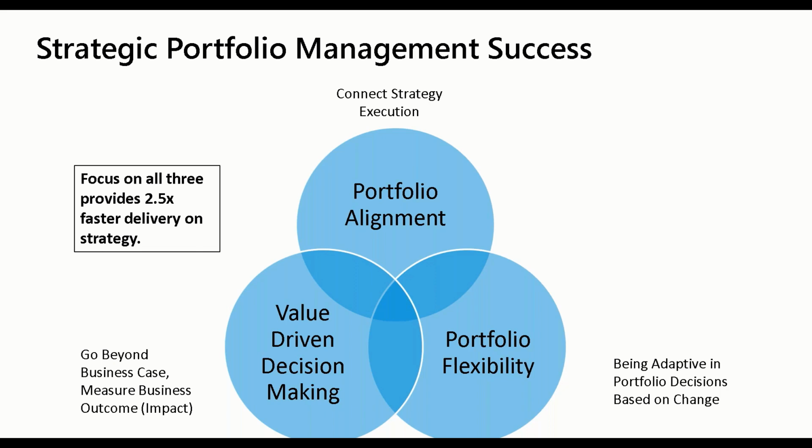And it's been proven that if you are actually able to achieve these three, you're going to be able to deliver on your strategy 2.5 times better than the competition. So again, what tools can we use? How can we enhance our strategic portfolio management capabilities internally so that we can get to a higher level of performance within the organization?